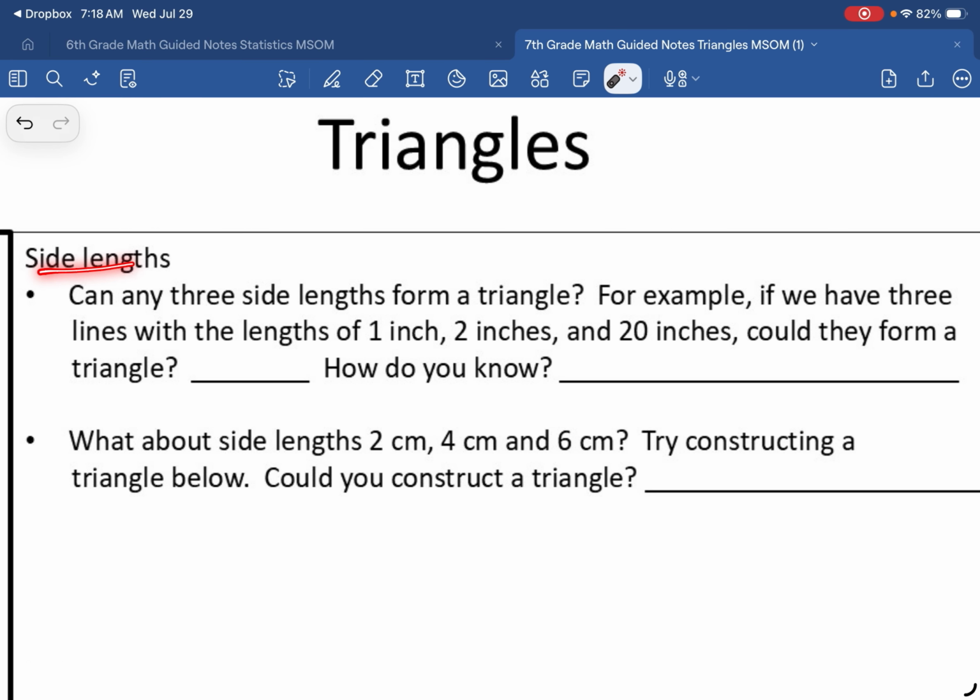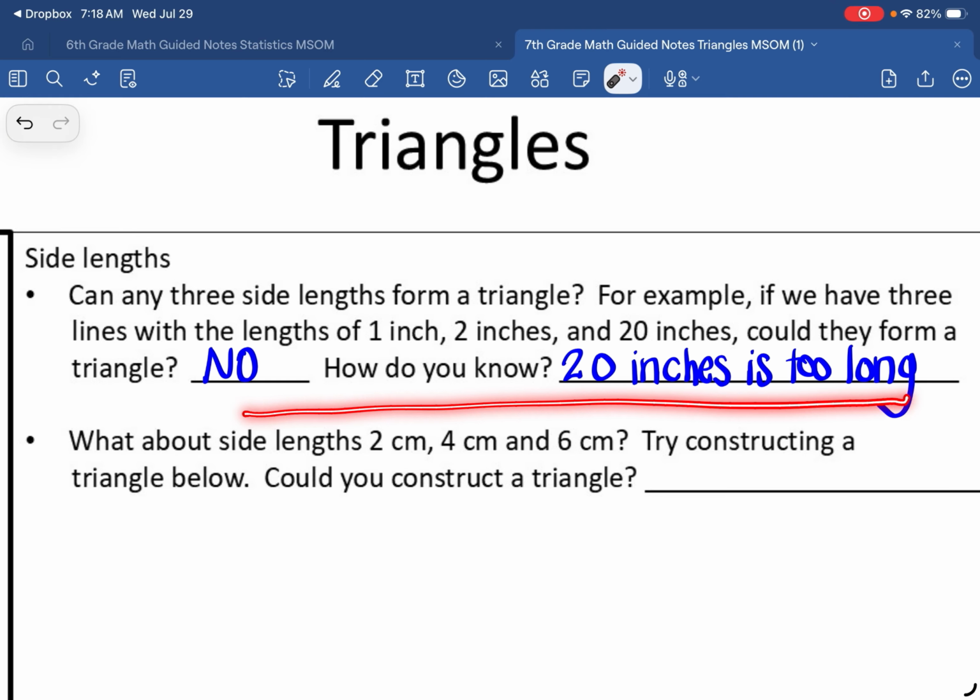Side lengths. Can any 3 side lengths form a triangle? For example, if we have 3 lines with the lengths of 1 inch, 2 inches, and 20 inches, could they form a triangle? I want you to hit pause and try drawing a triangle with those side lengths, 1, 2, and 20 inches. You should have noticed that it is not possible. 20 inches is way too long. If I have 20 inches and then I have one side of 1 and one side of 2, there's no way that I can get those to connect.